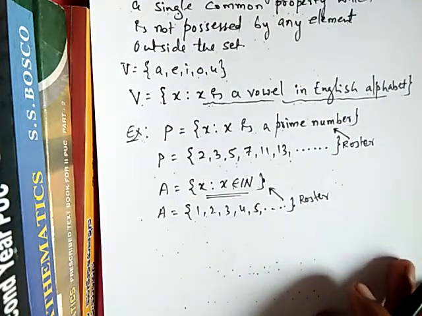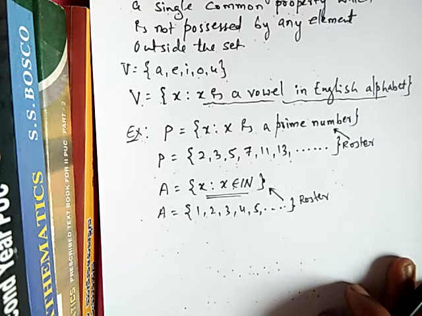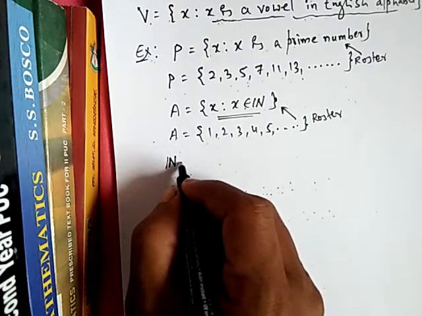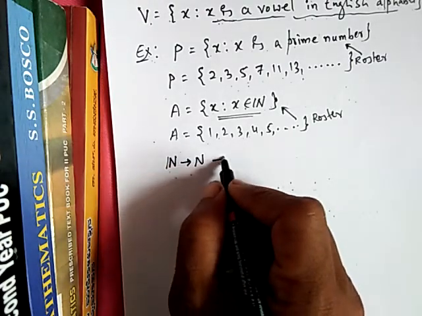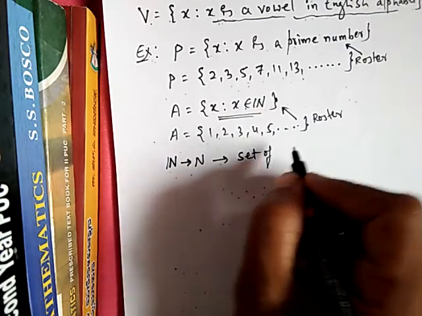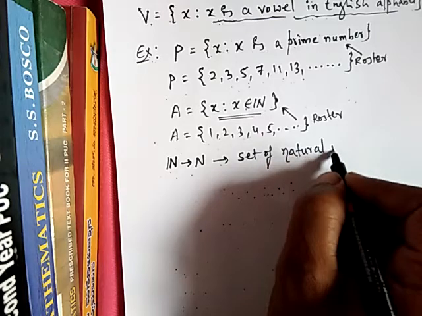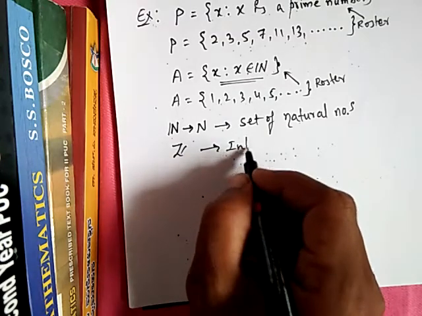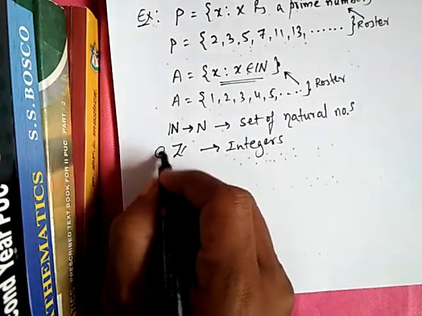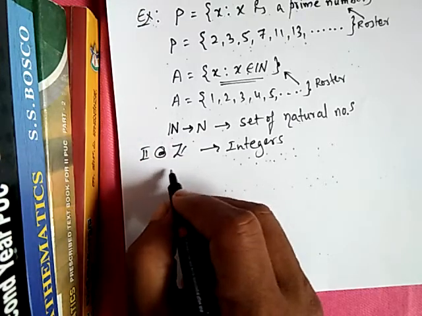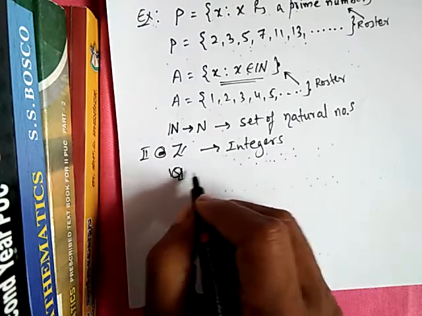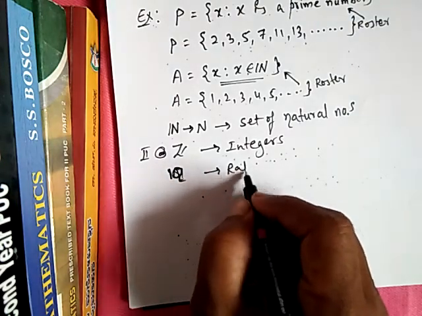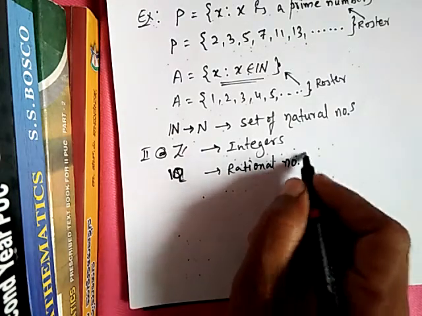Okay, so some basic things I will tell here. Please remember, these are all very important. N, which we sometimes denote like this, is the set of natural numbers. Okay, you can take Z also. Z means integers, or you can take I also. These are the standard notations. Q also you can write like this. It is the set of rational numbers.